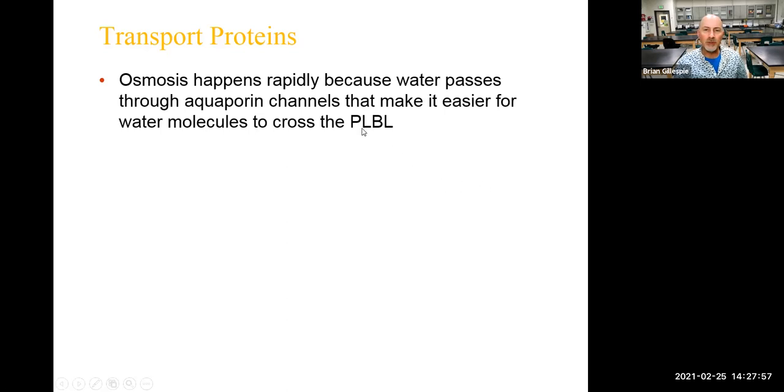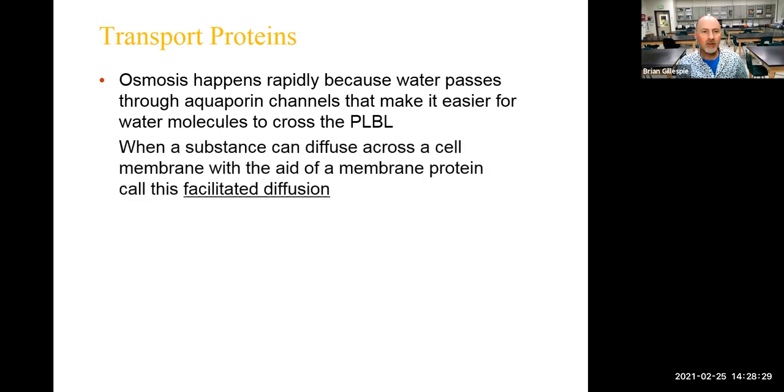In case I've never done this before, PLBL is my shorthand for phospholipid bilayer, the normal material that cell membranes are made out of. Now, it turns out, depending on the relative permeability of the phospholipid bilayer, some water molecules can leak through those layers. It's just that aquaporin channels improve the efficiency for the movement of water, because water is polar and has trouble getting past the hydrophilic heads of phospholipid molecules. All right.